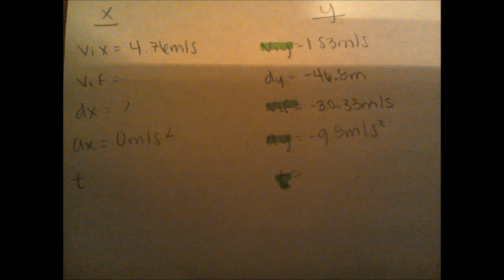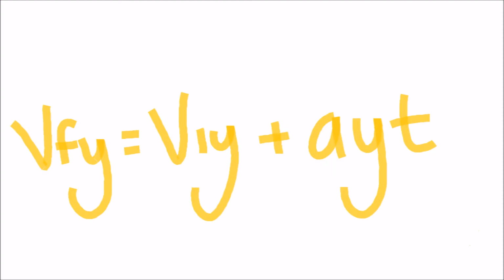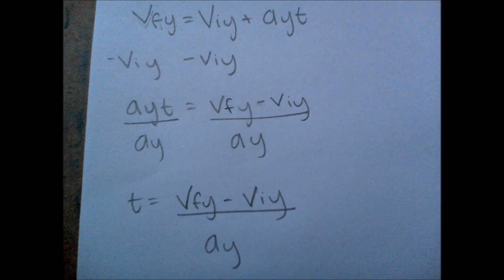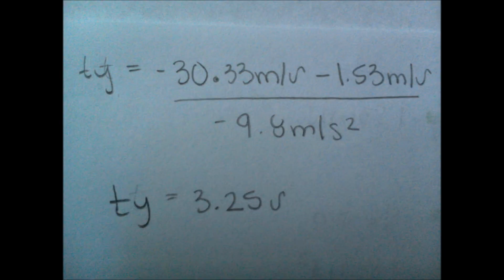And if we add this to our list, we can see that we can solve for time using the equation Vfy equals Viy plus ay t. And if we simplify that to get time individually, we get the equation time equals Vfy minus Viy all over ay. And once we plug in our numbers to this equation, we get that ty equals 3.25 seconds.